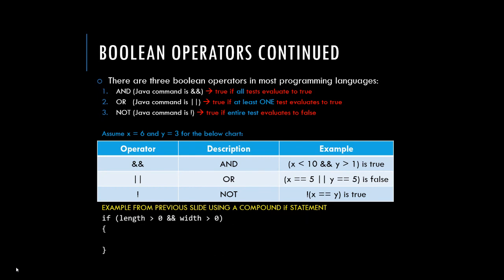From the previous slide, we were looking at if length is greater than 0 and the width is greater than 0. So we had nested if statements. Here we can put them both into one compound if statement. So we'll check if the length is greater than 0 and the width is greater than 0. Then it can do the calculation for area is equal to length times width.